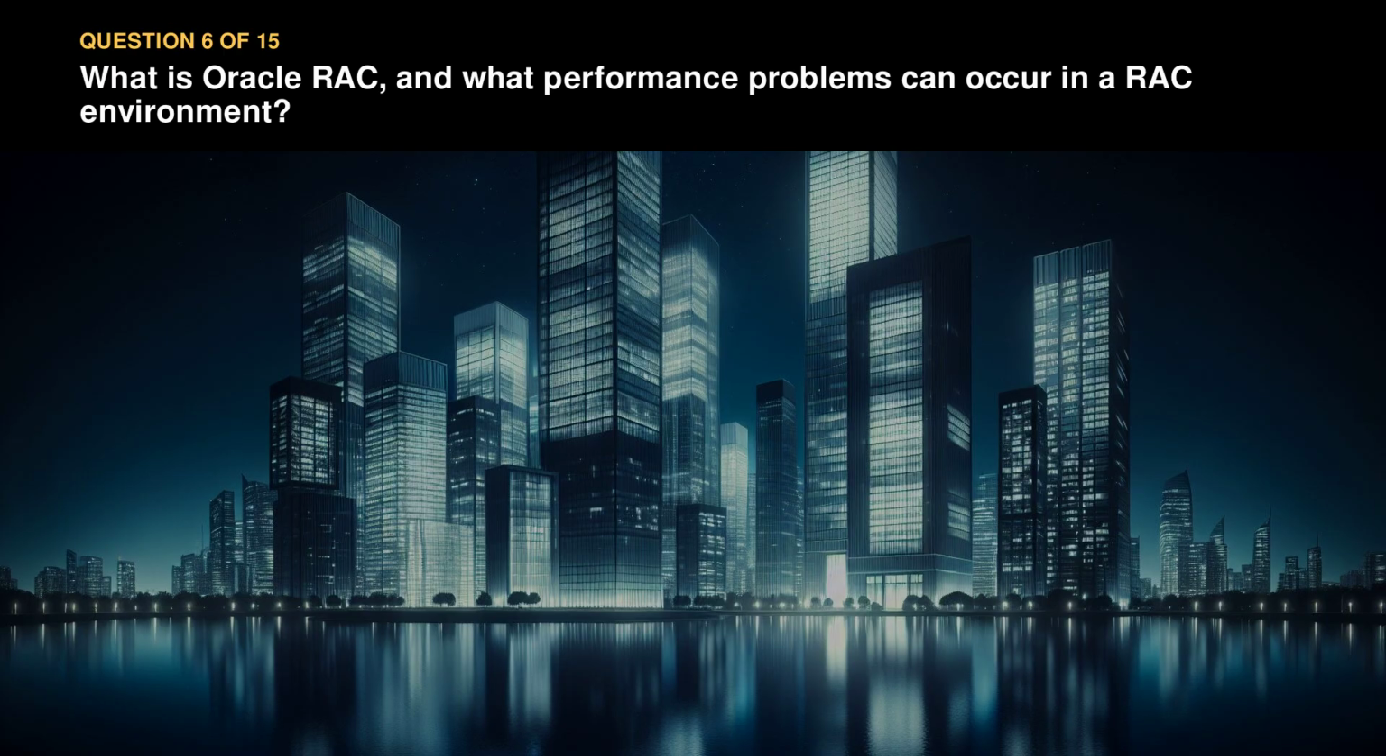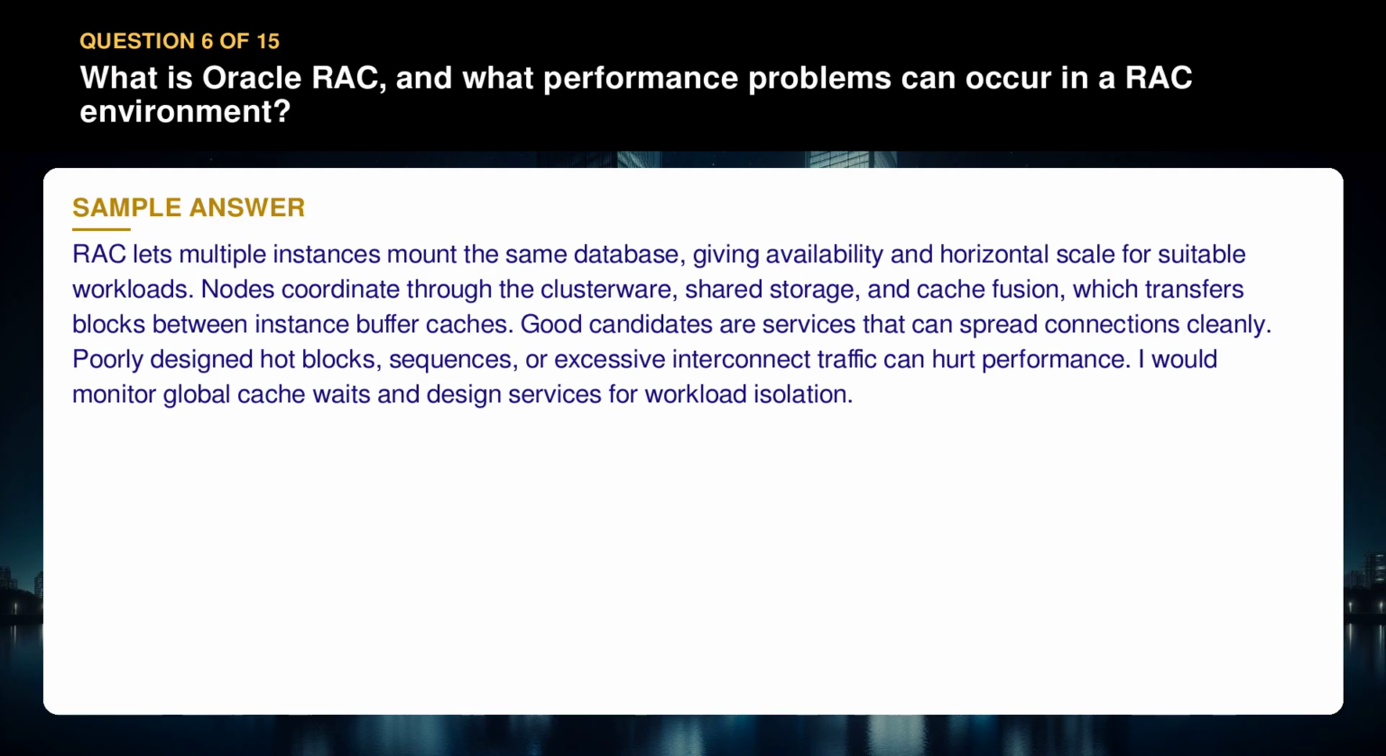Question 6. What is Oracle RAC, and what performance problems can occur in a RAC environment? RAC lets multiple instances mount the same database, giving availability and horizontal scale for suitable workloads. Nodes coordinate through the clusterware, shared storage, and cache fusion, which transfers blocks between instance buffer caches. Good candidates are services that can spread connections cleanly.